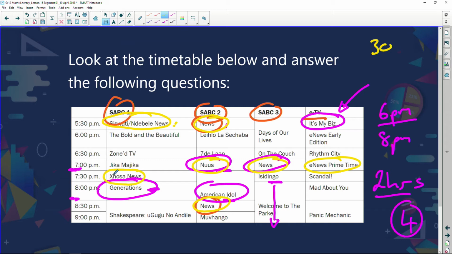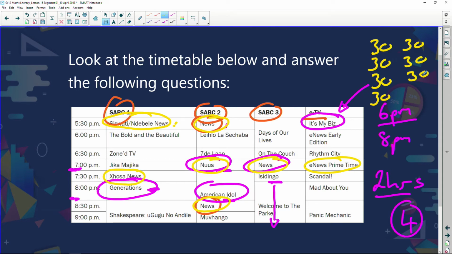This one from 7:30 to 8 o'clock, another 30 minutes. This news from 5:30 to 6, another 30 minutes. From 7 to 7:30, another 30 minutes. Over here, from 8:30 to 9 o'clock, another 30 minutes. On SABC3, we've got one news period from 7 o'clock to 7:30, 30 minutes. And on ETV, we've got E-News Prime starting at 7 o'clock and finishing at 7:30, another 30 minutes.